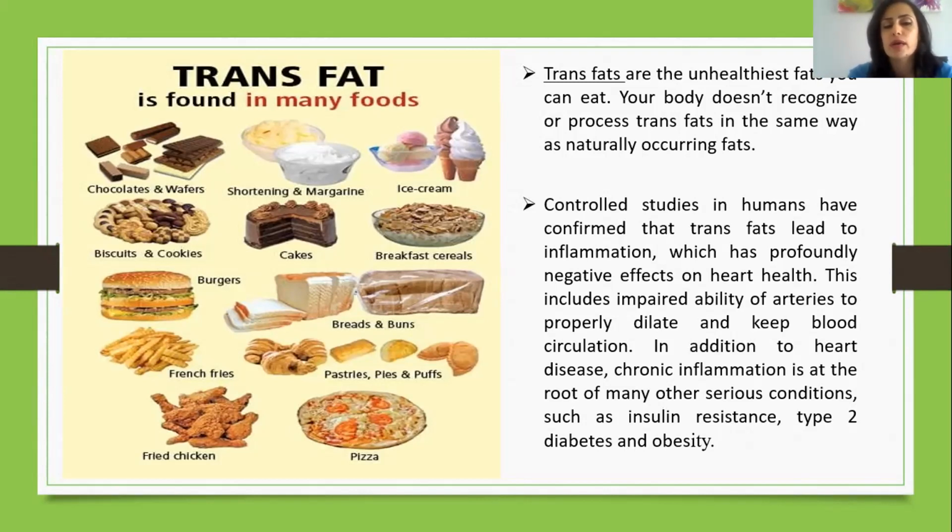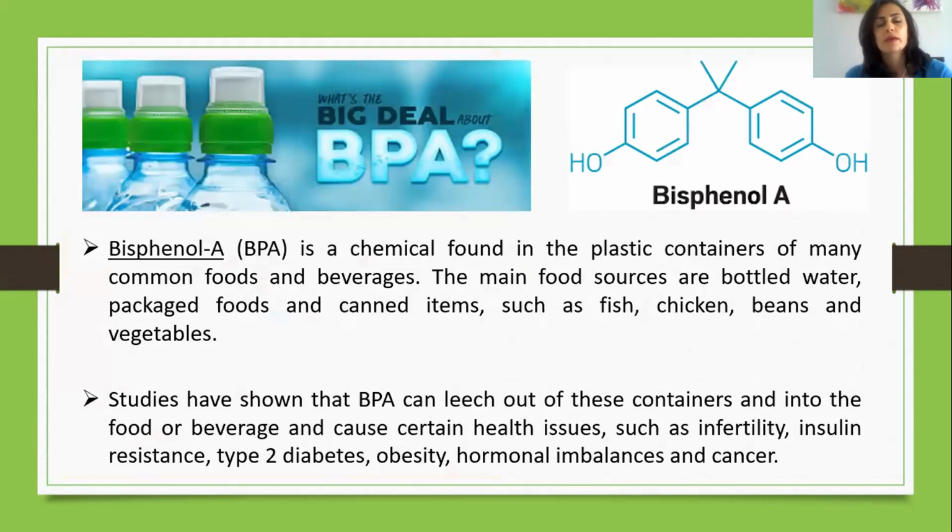Your body doesn't recognize or process trans fat in the same way as naturally occurring fats. So eating them can lead to a number of serious health conditions. It can cause inflammation in the body. It can cause cancer, type 2 diabetes, obesity, insulin resistance, heart disease, and chronic inflammation. We know that chronic inflammation is the root cause of many other serious health conditions. So for that reason, trans fat is the fat that you should definitely stay away from. If you see it on the label of the food, you just don't touch that food. Also, you can see trans fat in all these processed foods.